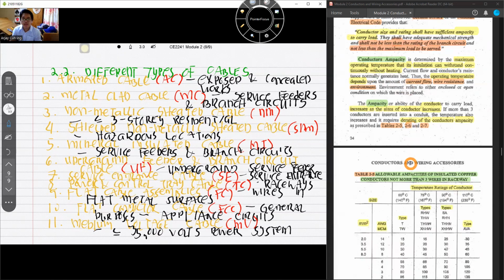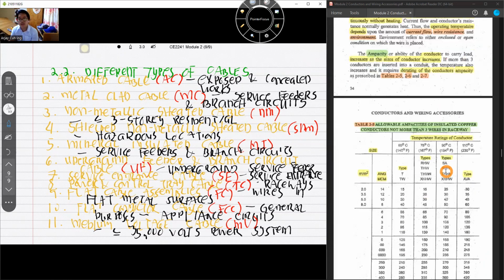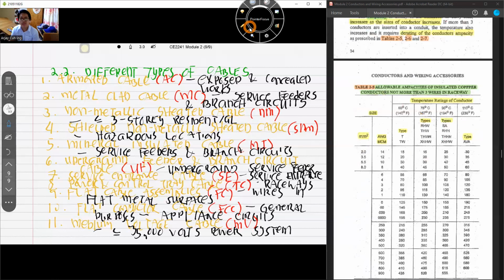Okay. So opacity, again, class, is the ability of conductor to carry load increases as the size of the conductor increases. So, yun, class, no? Directly proportional, class, yung limit or yung capacity, class, ng wire dun sa kanyang cross-sectional area. Okay? Plus, again, class, yan. Meron tayong tables, 2.56 tapos 7. 2.5 plus is the allowable opacity of a conductor not more than 3 wires in a raceway. Pero ito, class, pwede kasi to kahit hindi siya 3 wires.